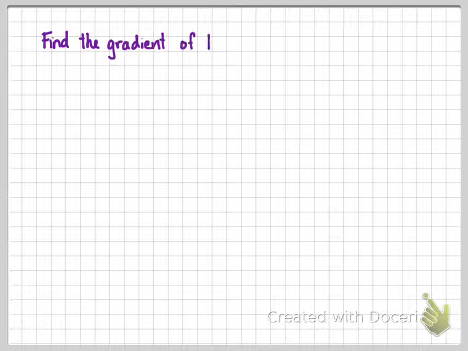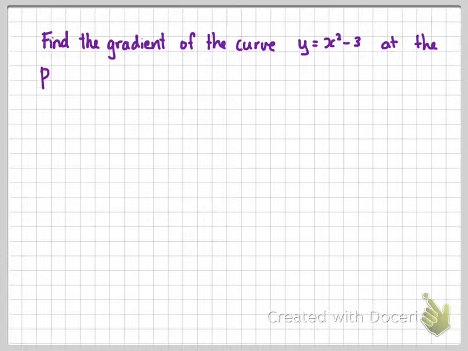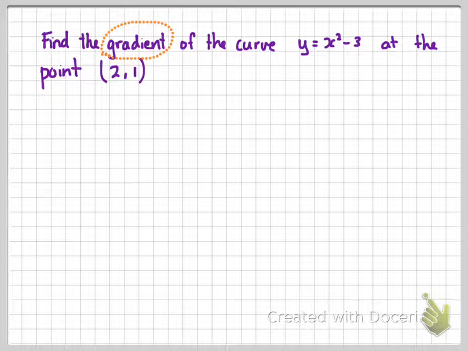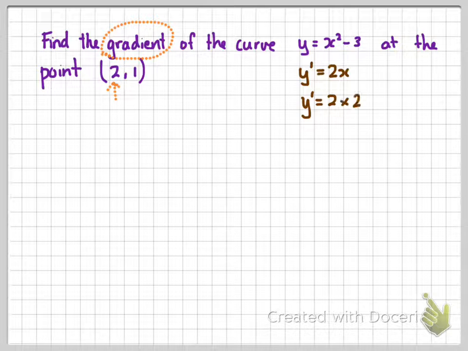So, find the gradient of this curve at the point 2, 1. The key word here is gradient. We just learned that if you ask for the gradient, differentiate. So let's differentiate this. Y dash is 2x. Now, that's the gradient function. We're asked for the actual gradient. We know what x is, so we put 2 in to replace x, which gives us a gradient of 4.